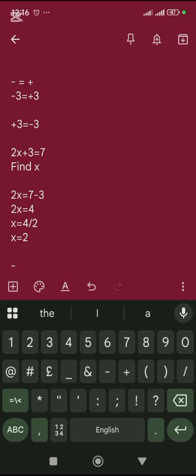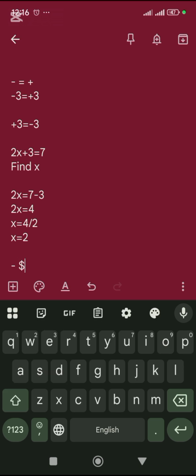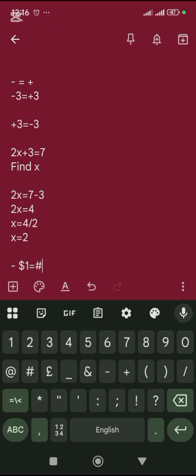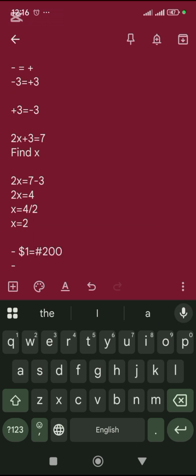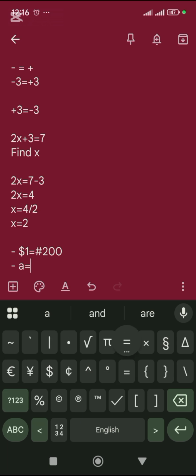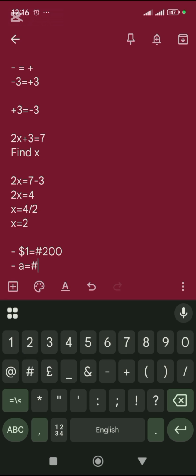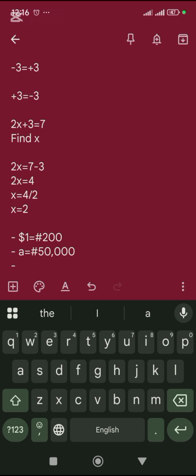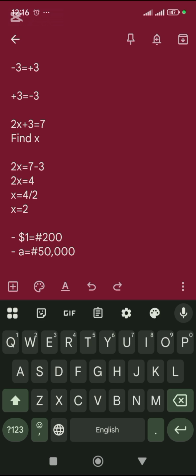So we have, say, $1 equals 200 naira. Let's use the hash to represent 200 naira. Okay, and you are being asked how much is the dollar equivalent of 50,000. Let's put that unknown as A so that we can have the 50,000 naira here. Okay, you can see that we have two equations here, and in such cases we can cross multiply this.